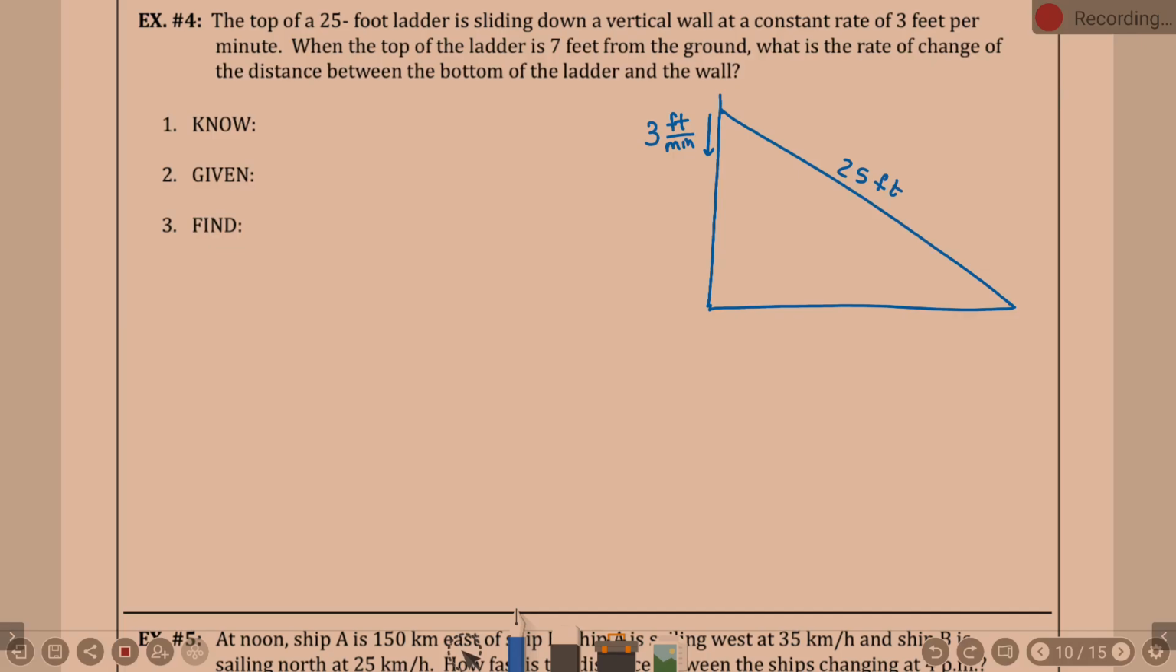When the top of the ladder is 7 feet from the ground, okay, so that's not the whole time, but when it is, sorry, I have a number in the wrong spot. What is the rate of change of the distance between the bottom of the ladder, so the bottom of the ladder is here, and the wall? So what we're trying to figure out is that change there.